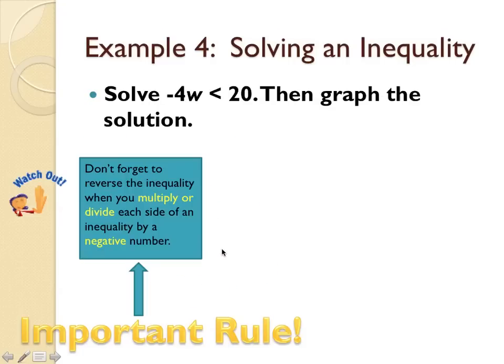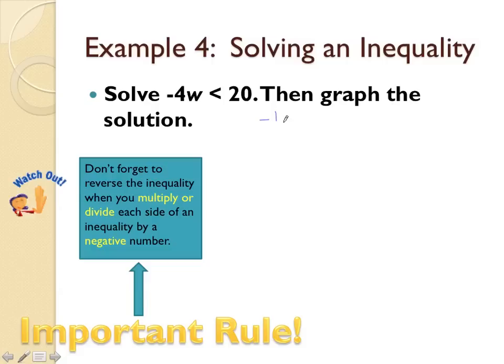All right, let's try another one. So in this one, we have a little situation that we need to watch out for. It says, don't forget, this is a really important rule, don't forget to reverse the inequality sign when you multiply or divide by a negative number. So if we're multiplying or dividing by a negative number, we need to make sure that we are flipping the inequality sign. All right, so let's go through and we'll do this one.